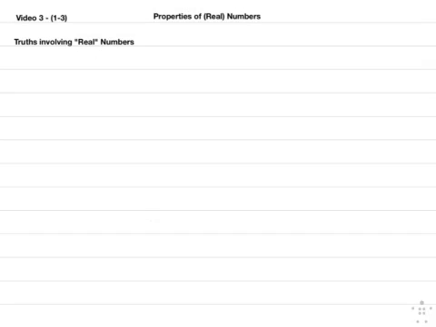Hey guys, so this is video 3, chapter 1, section 3. It's called Properties of Numbers, and you can see in parentheses I put real numbers in there. What do I mean by that?